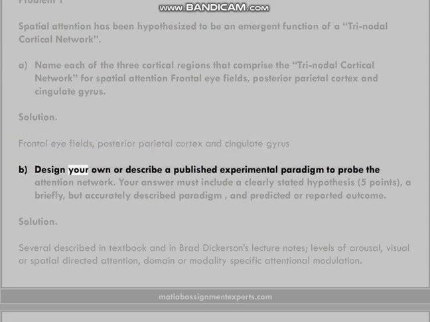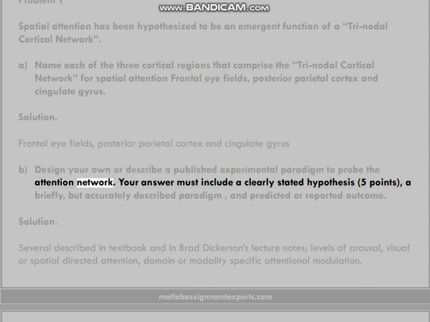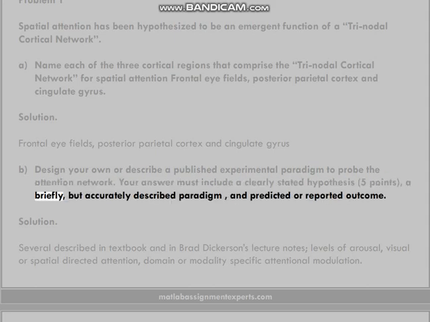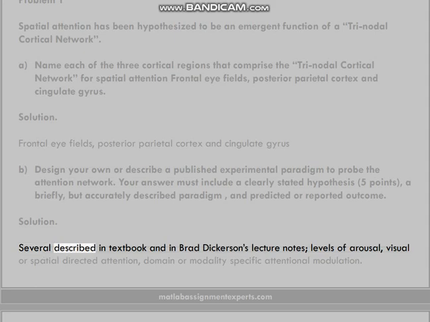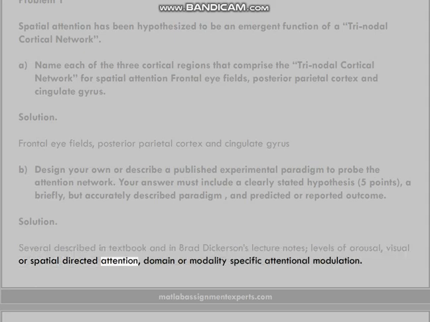B. Design your own or describe a published experimental paradigm to probe the attention network. Your answer must include a clearly stated hypothesis, 5 points, a briefly but accurately described paradigm, and predicted or reported outcome. Solution: several described in textbook and in Brad Dickerson's lecture notes: levels of arousal, visual or spatial directed attention, domain or modality-specific attentional modulation.